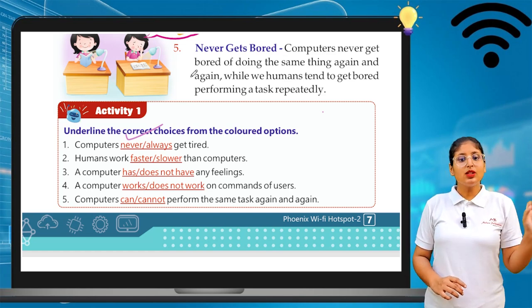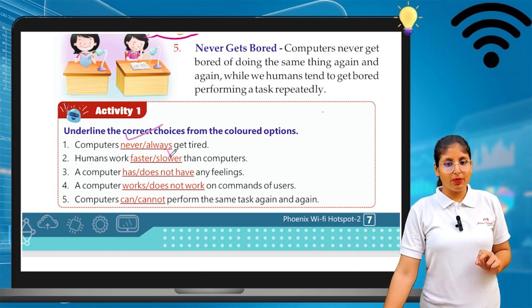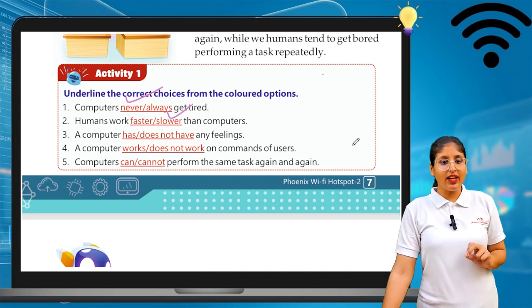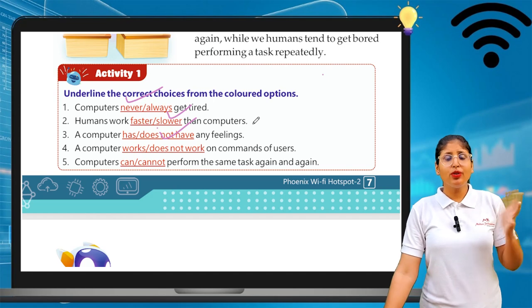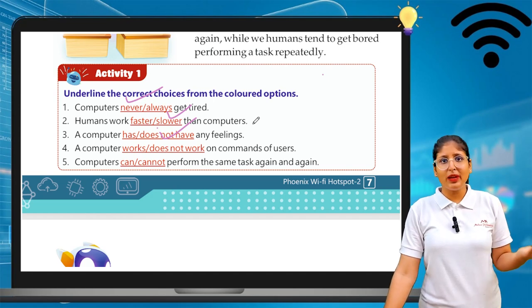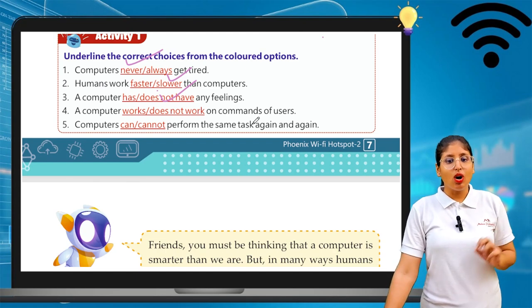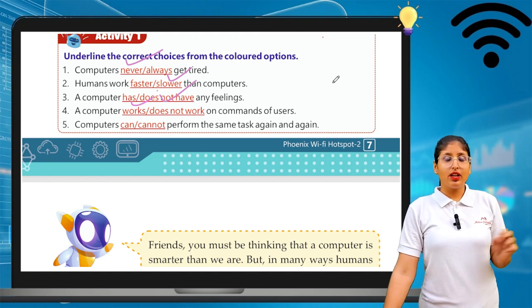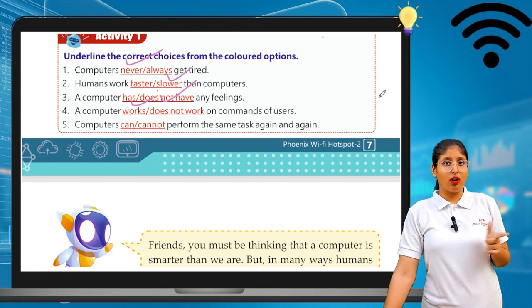Second, do humans work slower or faster than computers? Of course, slower than computers. Next, a computer does not have any feeling. A computer doesn't know how to laugh, how to cry, how to be sad. Next, a computer does not work on the command of the user? It works. If you give a command to a computer, it has to follow your command.